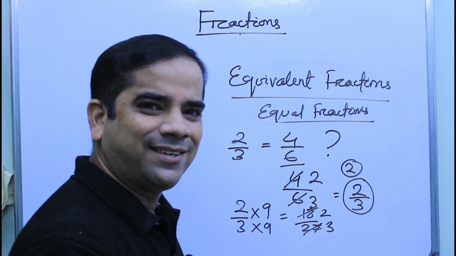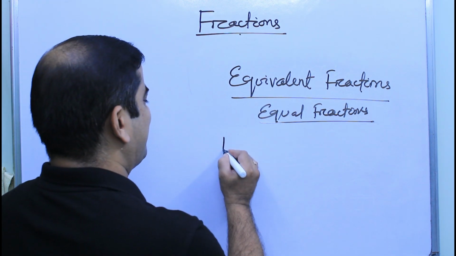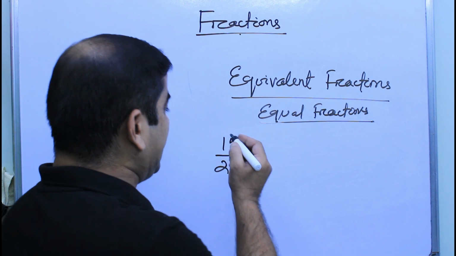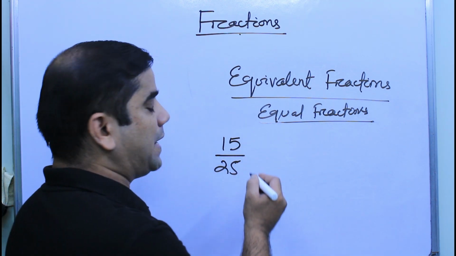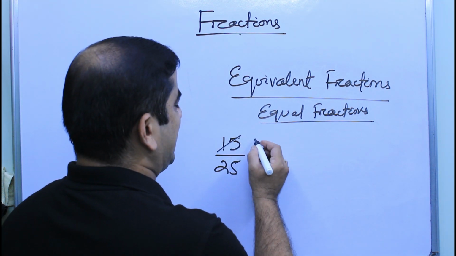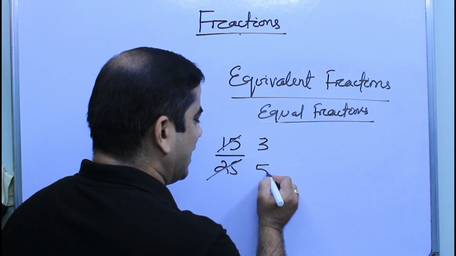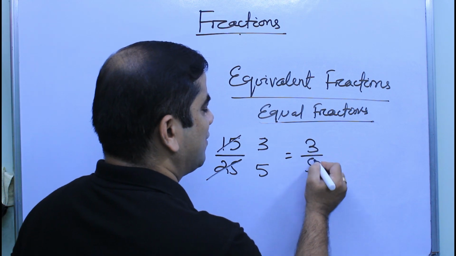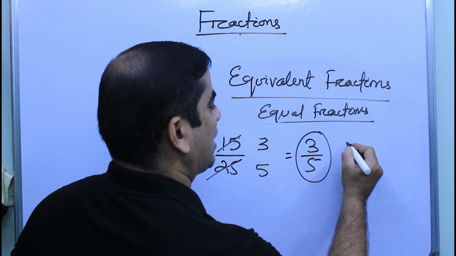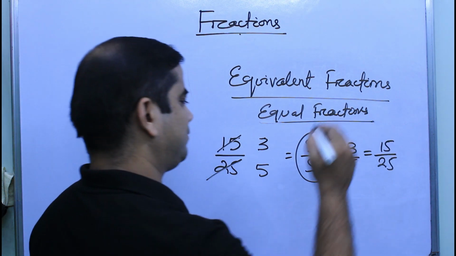Okay, hope you understand. Students, let us now discuss the second example, that was 15 by 25. So when we reduce it, that means when we divide both the numerator and denominator with the same common whole number, we get 15 divided by 5, that is 3, 25 divided by 5, that is 5, which is nothing but 3 by 5. So the reduced form of 15 by 25 is 3 by 5. That's why we can write that 3 by 5 is equal to 15 by 25.